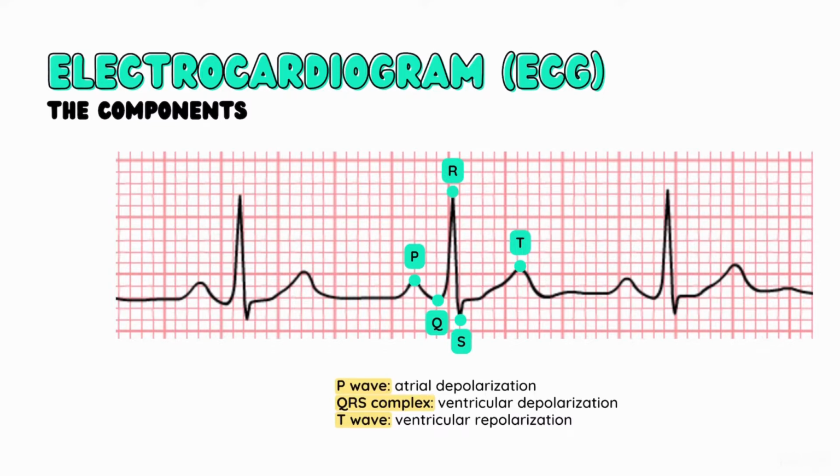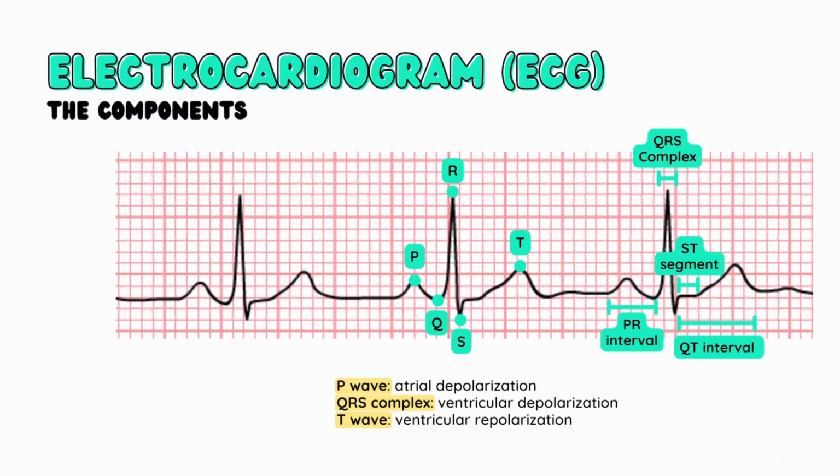We can also describe intervals, or times between different waves, on the ECG. The PR interval describes the length of time between the start of the P wave and the start of the QRS complex. The QRS interval occurs from the beginning of the Q wave to the end of the S wave. The ST segment occurs from the end of S to the start of the T wave.